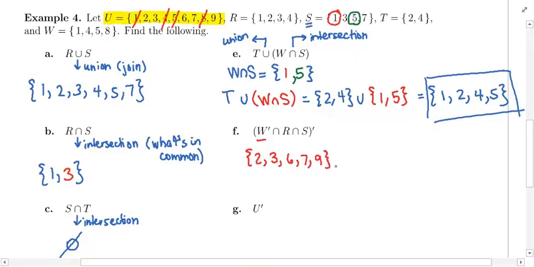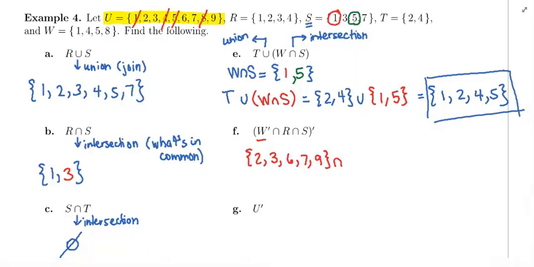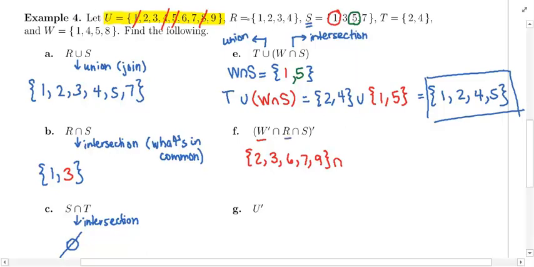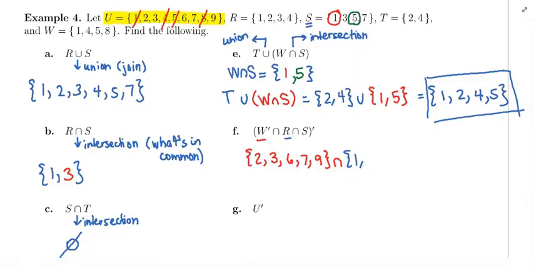We are going to intersect that with R. Okay, so R, we're not changing it. It's right here. Go back to the definition. It's 1, 2, 3, 4. Oops, skipped a number. So it's going to be 1, 2, 3, 4.